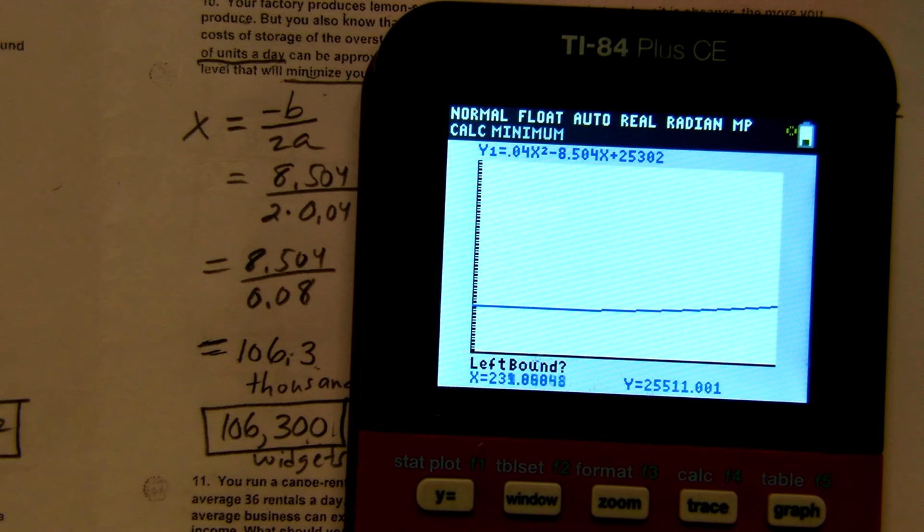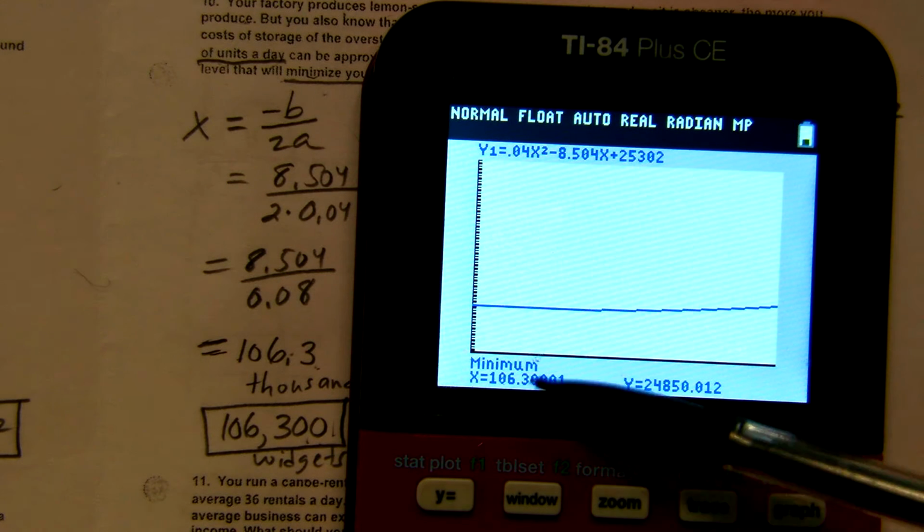What's your Y max? On your window, what's your Y max? I think I did 100,000. You did. Okay, so I'm just going to go way over here to make the left bound, and I'm going to go way over to the right. I'm not really sure. We'll say about right there.